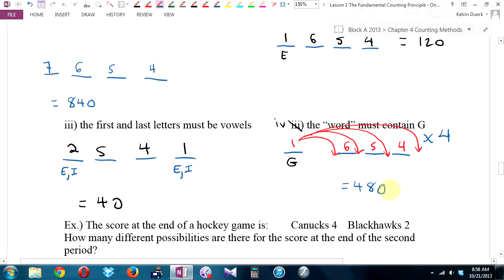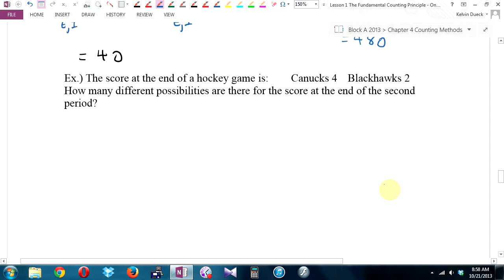That's a fairly challenging one. The score at the end of a hockey game is Canucks 4, Blackhawks 2. How many different possibilities are there for the score at the end of the second period? Canucks score, Hawks score. Two blanks.